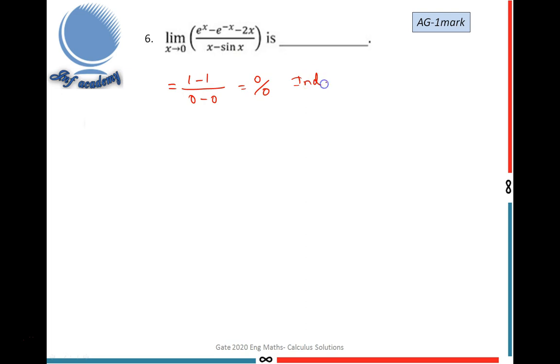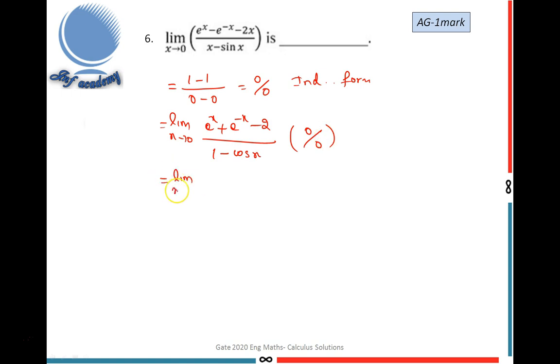This is an indeterminate form. So I use L'Hospital rule, limit x tends to 0. The derivative of the numerator: e power x is e power x, and e power minus x is minus e power x. So we get e power x plus e power minus x minus 2, divided by the derivative of 1 minus sin x, which is cos x. Substituting the limit, we get 1 plus 1, 2 minus 2, 0, divided by 1 minus cos 0, 1 minus 1, 0. This is also an indeterminate form.